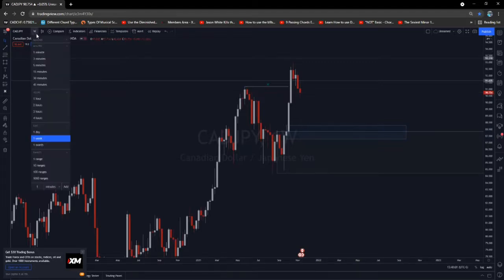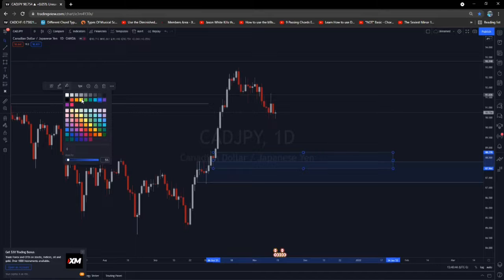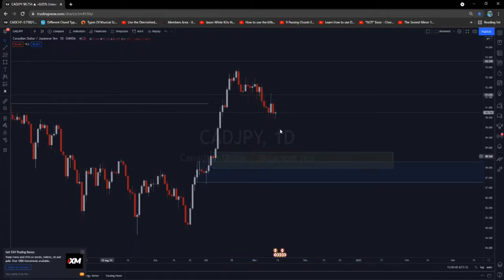On the daily, this is where I put my limit order. This is the zone. Just want to change. Yeah, this is the zone where I'd put my limit order. Similarly to what we saw on NZDJPY, here's a sign of shift in sentiment.